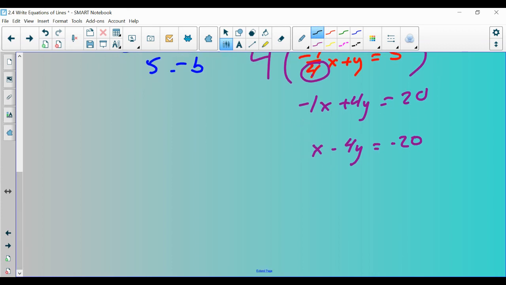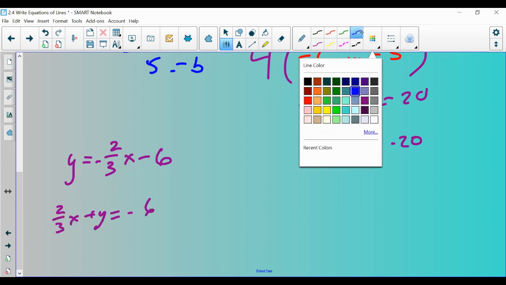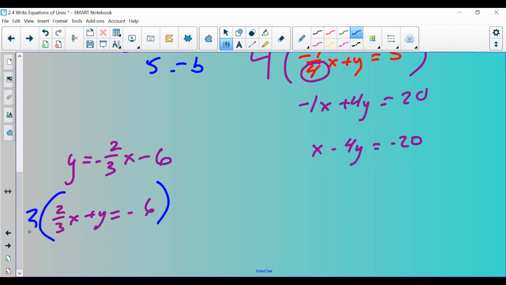Let's do just one more like that. I'm just going to write an equation in slope-intercept form: negative 2/3 x minus 6, let's say. If I asked you to convert this into standard form, the first thing you should do is add 2/3 x to both sides. And then you say, okay, there's a 3 in the denominator. That's pretty easy to do. I'm just going to multiply everything by 3, and then nothing will be a fraction or decimal. 3 times 2/3 is 2. And that would be our answer.